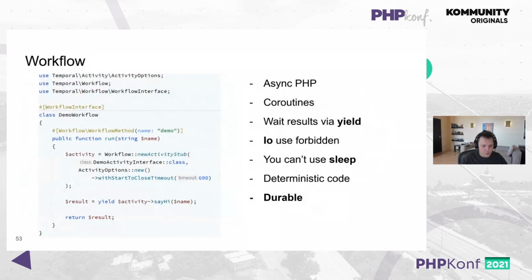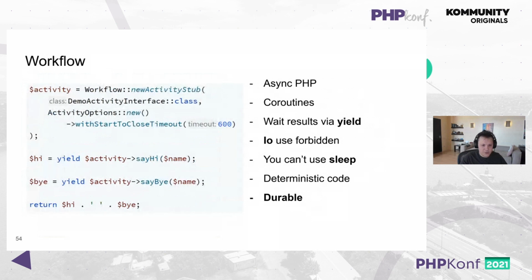And then you have a workflow. This is how workflow looks inside your application. Again, it's a class with attribute. I'm going to zoom in at the internal part just to make it a bit easier to see. This is async PHP code, so you have to use yield to wait for the result. You cannot use classic PHP blocking functions here because, again, it's async PHP.